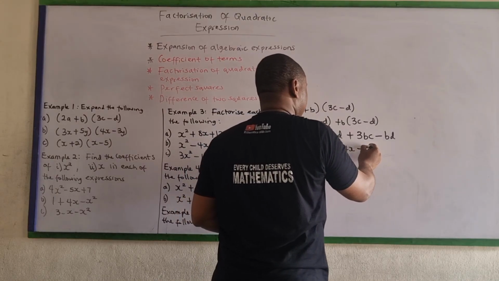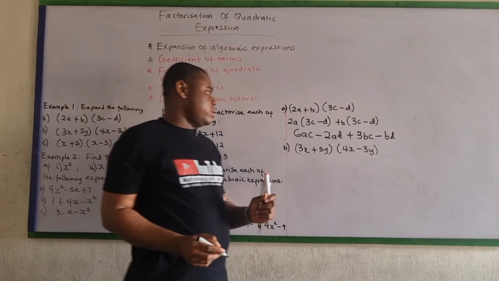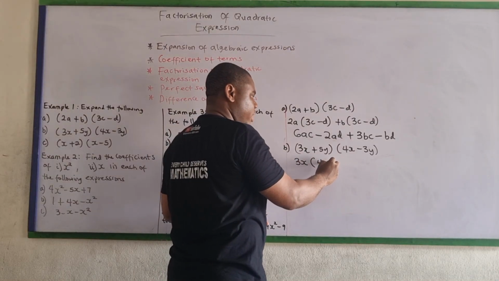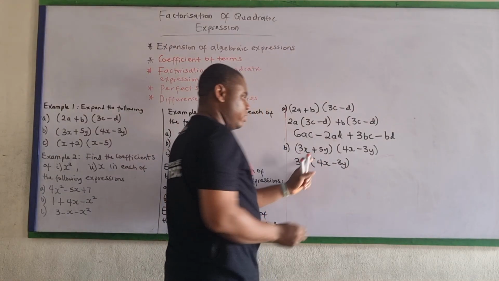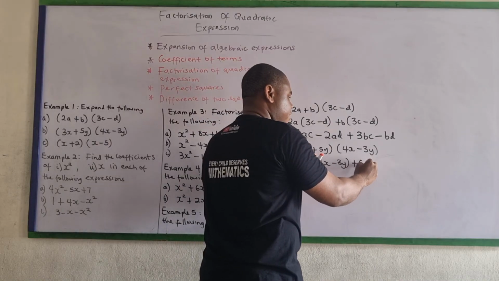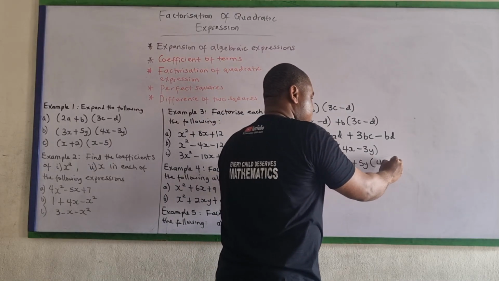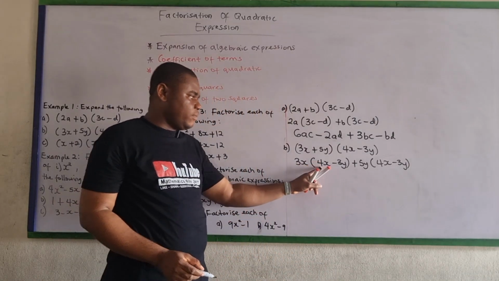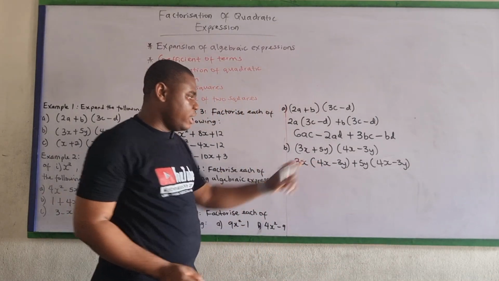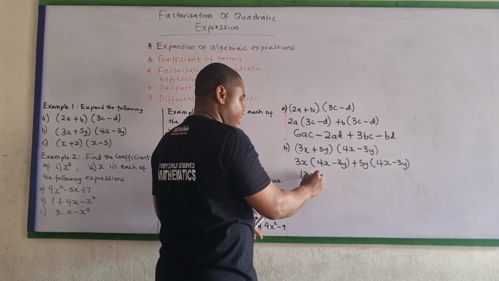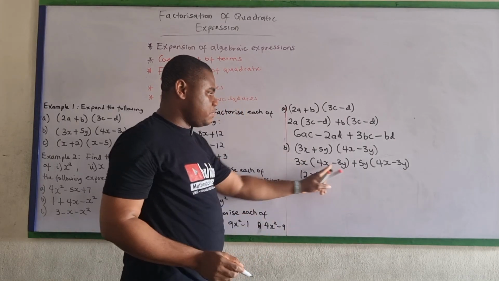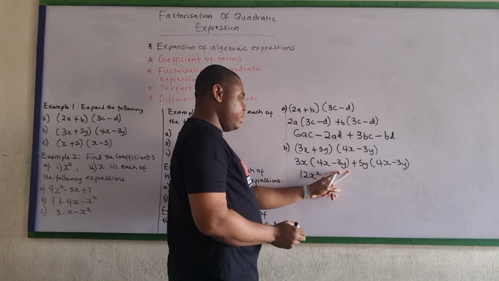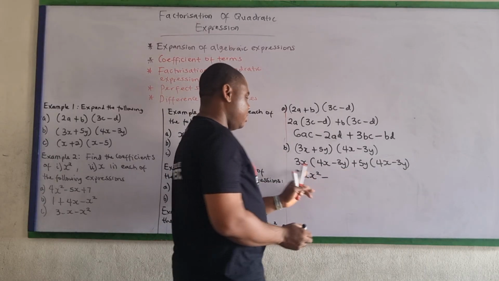4x minus 3y. So in this case, the 3x will open the bracket, 3x, 4x minus 3y. The next one I have plus 5y in bracket 4x minus 3y. So in this case I have 3 times 4 is 12, x times x is x squared. This will give me 12x squared. So plus times minus is minus.